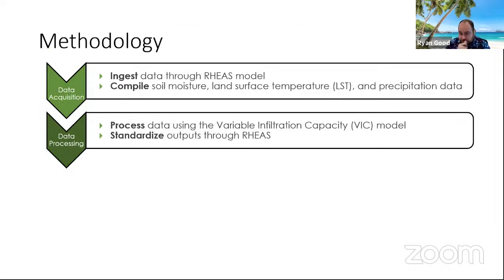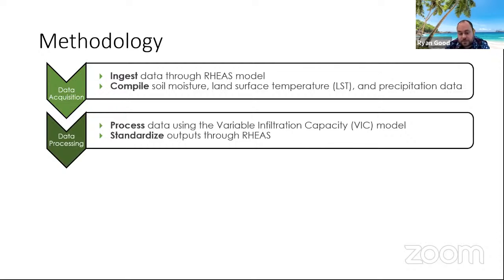The next step was to process the data. This was the most intensive step of the methodology. I did this using the Variable Infiltration Capacity model that operates within RHEAS. The VIC model is a large-scale hydrologic model that utilizes land surface models in conjunction with meteorological drivers to produce output pixels that show whatever indices the user tells the model to calculate.